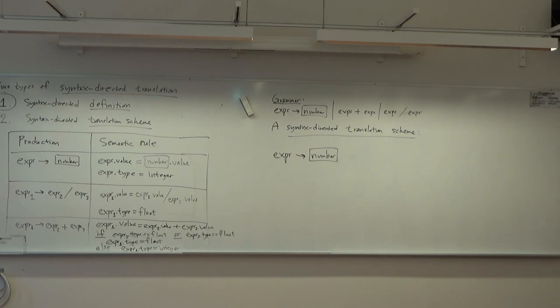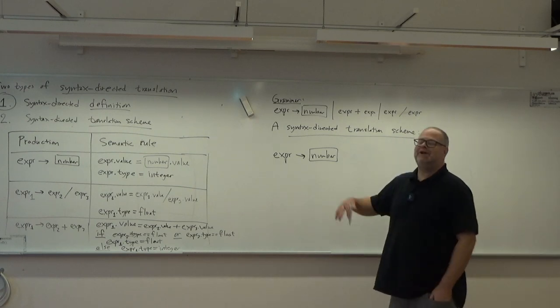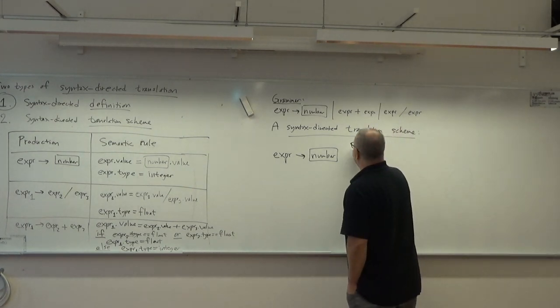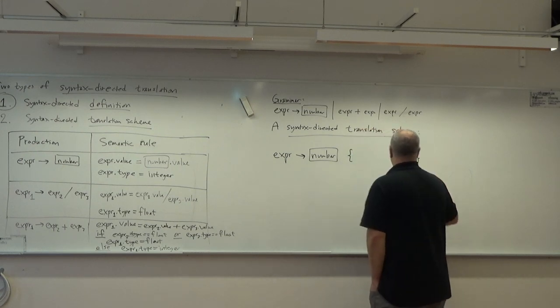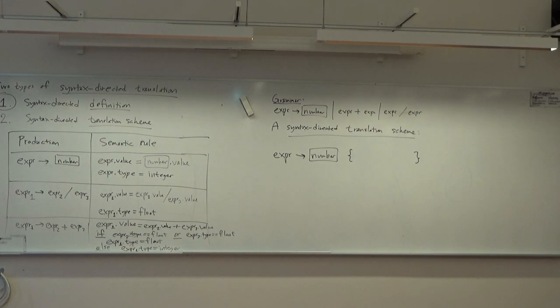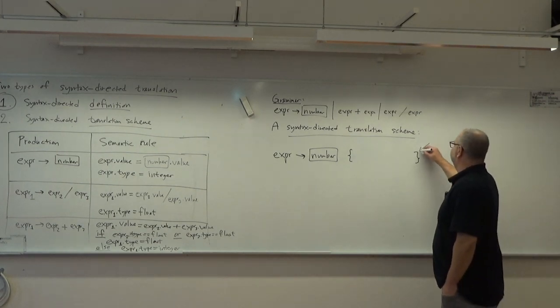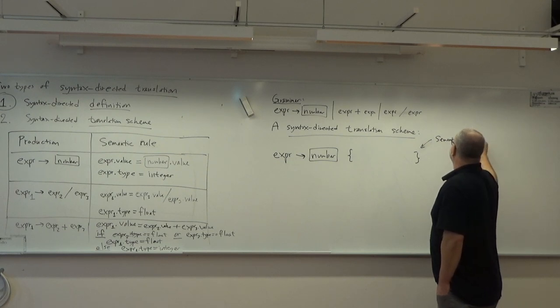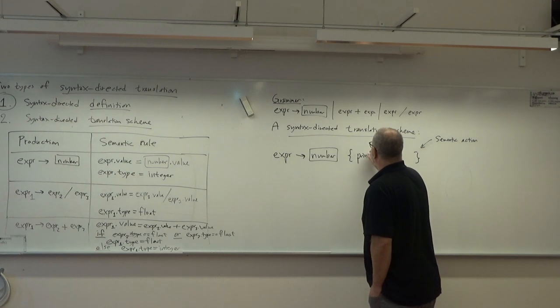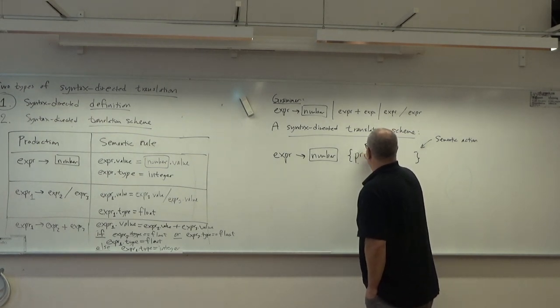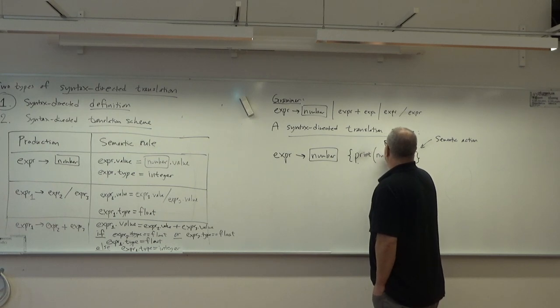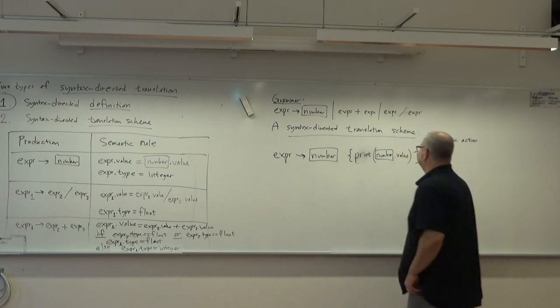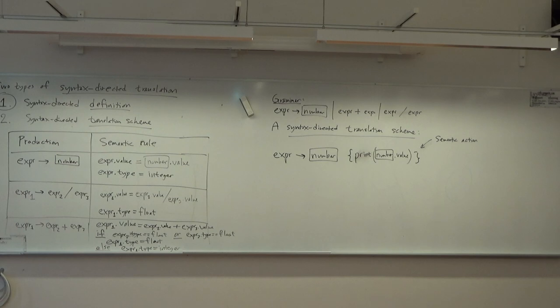Well, I print the number. Or store it somewhere, but let's use the simplest possible way. I add some of these curly brackets just to signify that this shows a semantic action. And what do we do? Well, we print the number's value, number.value. So the postfix code for 7 is 7.